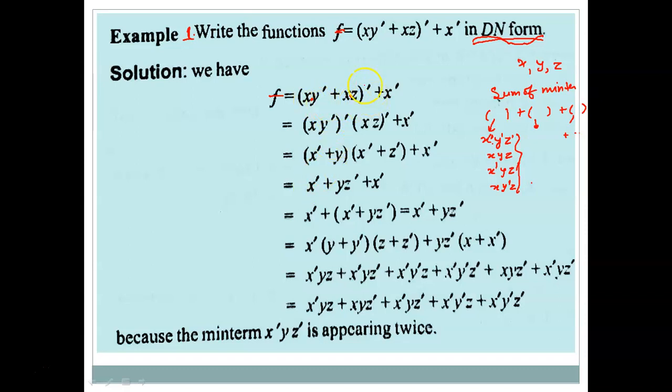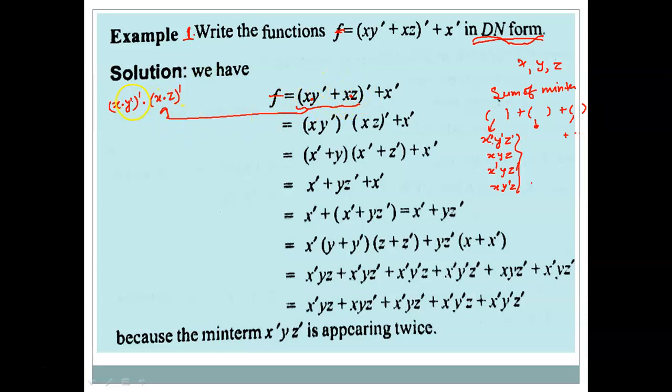So in the first step we are applying De Morgan's law. De Morgan's law says here this is the complement of the bracket, the expression in the bracket. According to Boolean laws, it can be written as x dot y complement, complemented, and this plus changes to dot, and again this as x dot z complement. This is the way we can open this De Morgan's law.